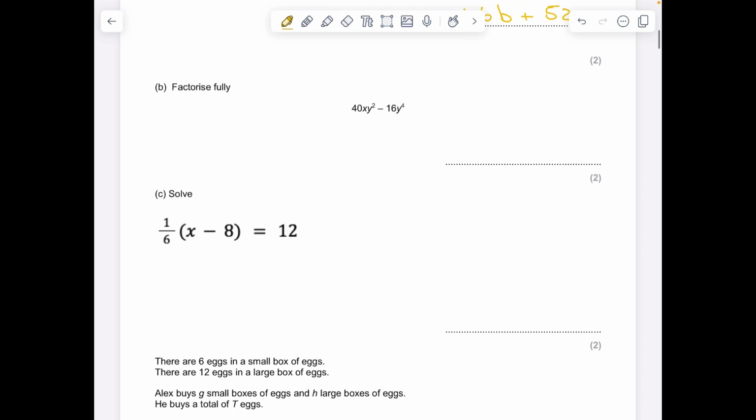Okay, to factorise, remember I showed you a way where we write it with its prime factors first of all. So 40 is the same as writing 2 times 2 times 2 times 5, then times x, and then times y times y. Take away, 16 is 2 times 2 times 2 times 2 times y, times another y, times another y. Okay, so that is exactly the same as this here.